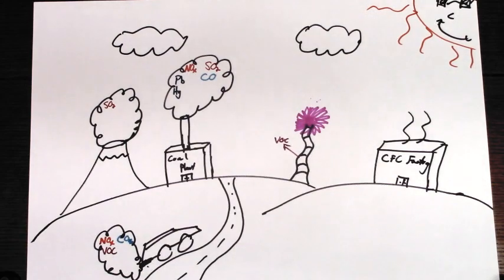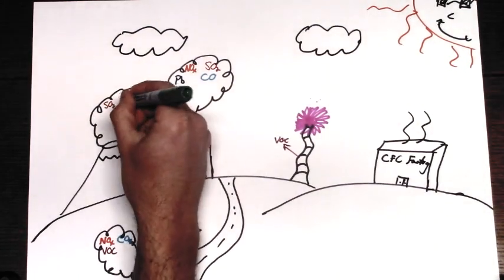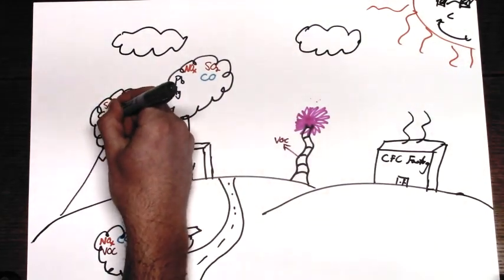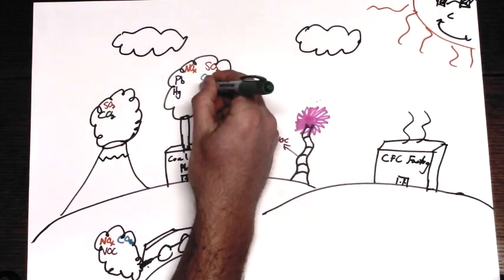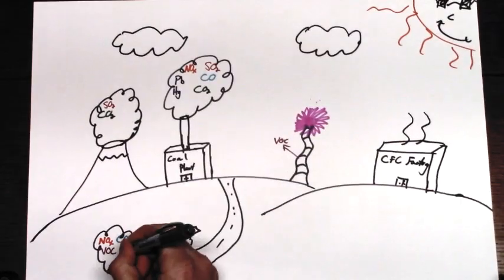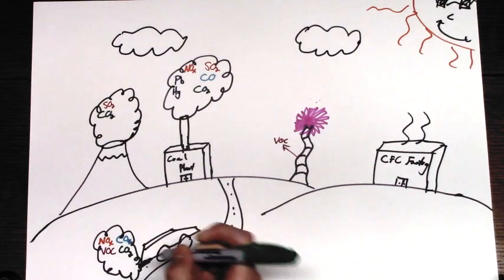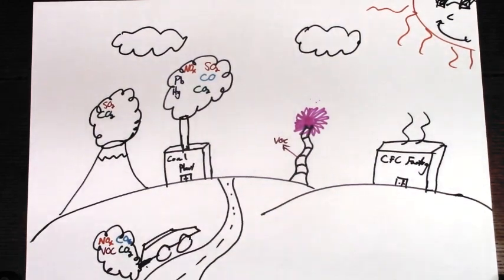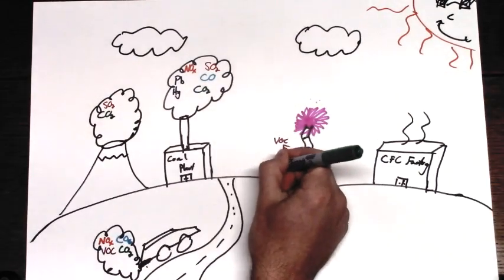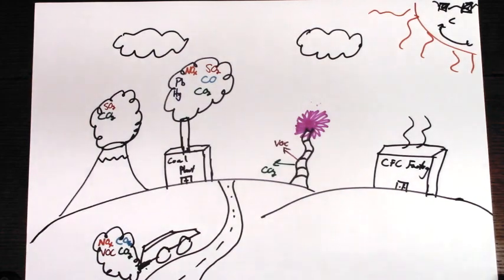Moving on to the next one, carbon dioxide, CO2, probably the most talked about pollutant from burning fossil fuels. CO2 comes from the burning of pretty much anything. So CO2 here, and finally CO2 for our car as well. We could even put CO2 if we had a forest fire or something along those lines.